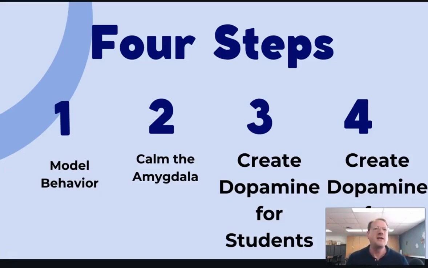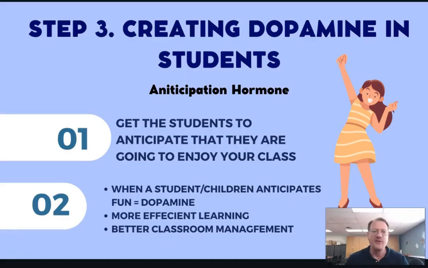So the first step, if you recall from the previous video, was to model the behavior that you'd like to see in your class. The second step is to take away distractions that would cause the students to not be able to learn as efficiently as they could. Let's get into steps 3 and 4, and it's all about the dopamine.